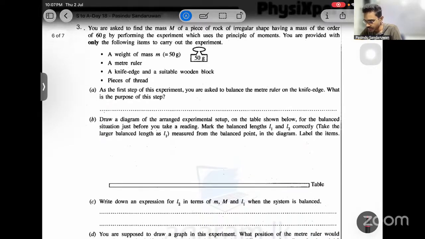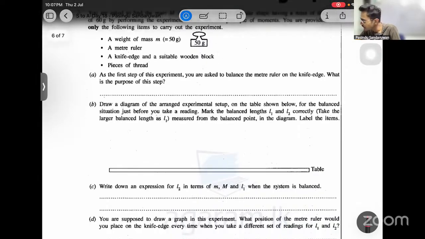A weight of mass equals 50 grams, a meter ruler, knife edge, and a suitable wooden block, pieces of thread. As the first step of the experiment, you are asked to balance the meter ruler on the knife edge. What is the purpose of the step?